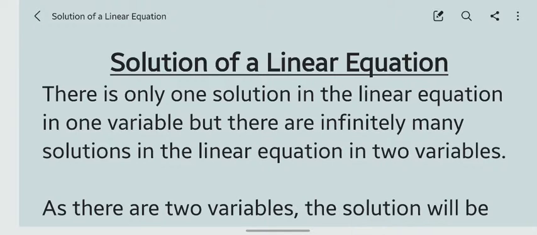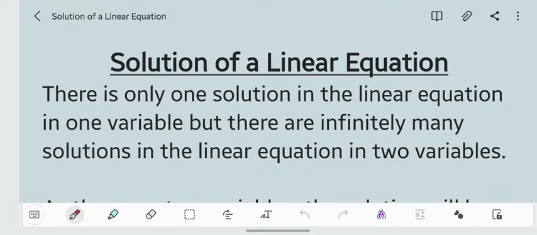Good morning, students. Today's topic is solution of linear equations in two variables. In this topic, we'll learn how to find the solutions of a linear equation in one variable, how many solutions there are in one variable, as well as how many there are in two variables. First of all, let us recall some facts about the number of solutions in linear equations in one variable, and then we go with the two variables.